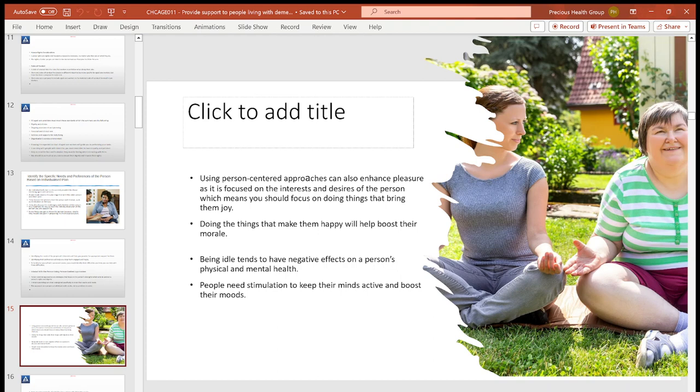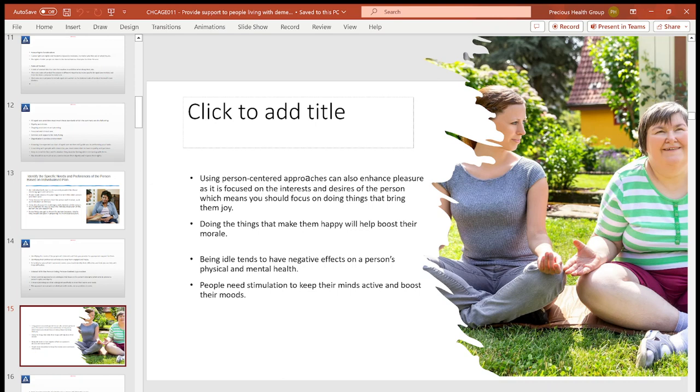Using a person-centered approach can enhance pleasure, as it focuses on the interest and desire of the person, which means you should focus on doing things that bring them joy. Don't think that, oh, you believe this is the right thing, then that will be the best thing for them. No, let them decide what brings them joy, and walk that path with them.